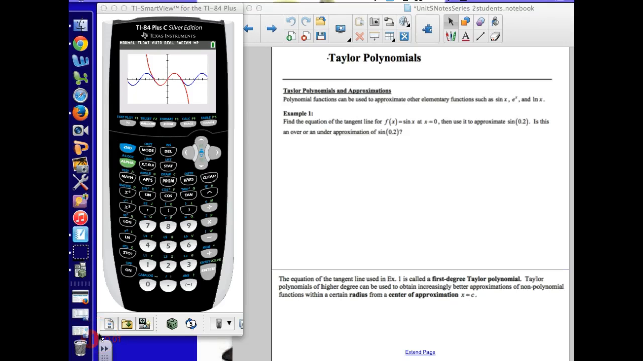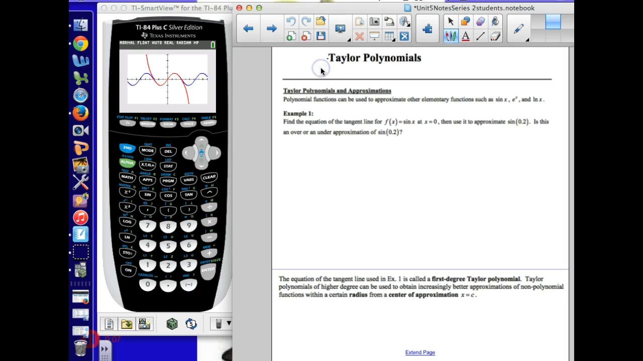These are the notes for Thursday, and we're beginning our look at what we call Taylor and Maclaurin series, which are types of what we call power series, which we'll get to later. We're first going to talk about Taylor polynomials.